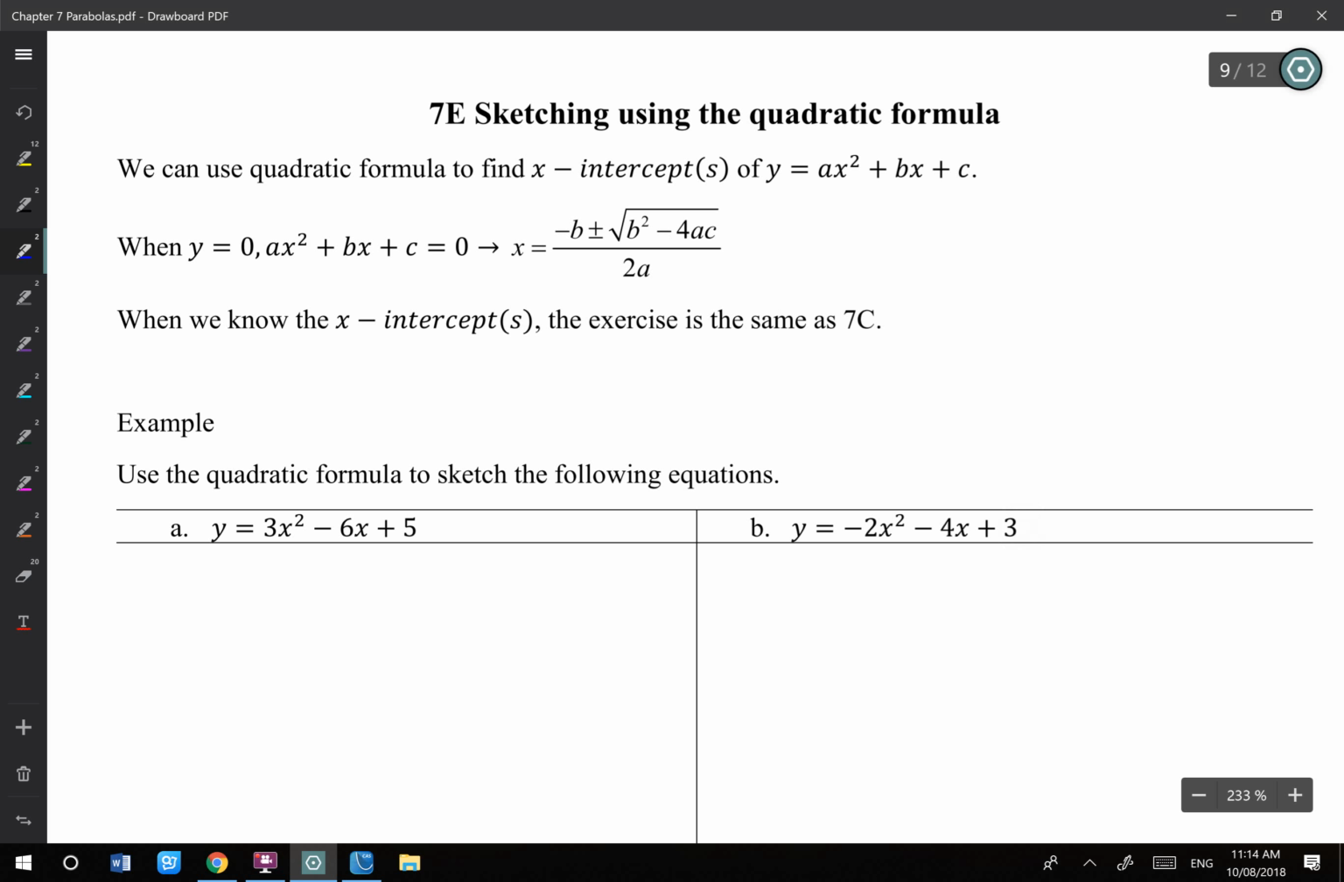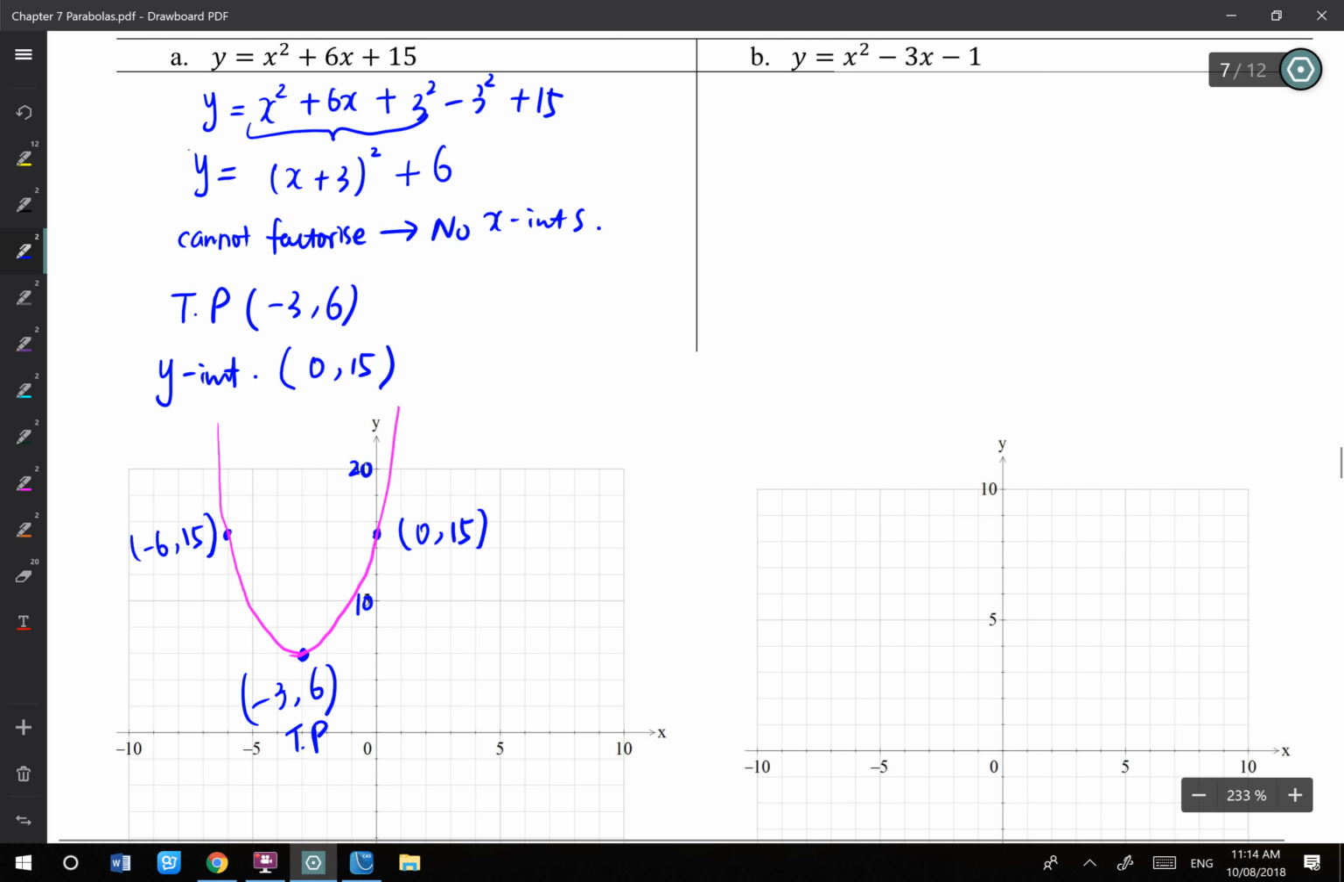Okay, we'll do 7E. Sketching using the quadratic formula. Just go back a little bit.